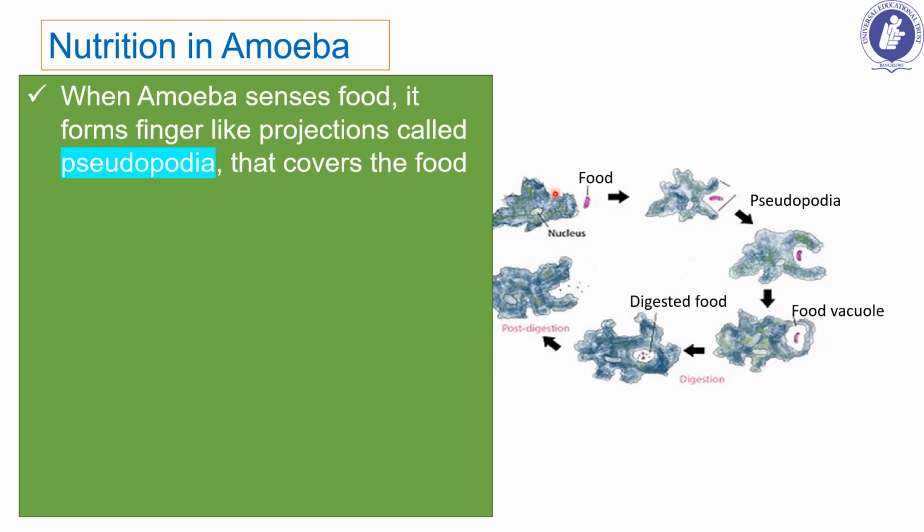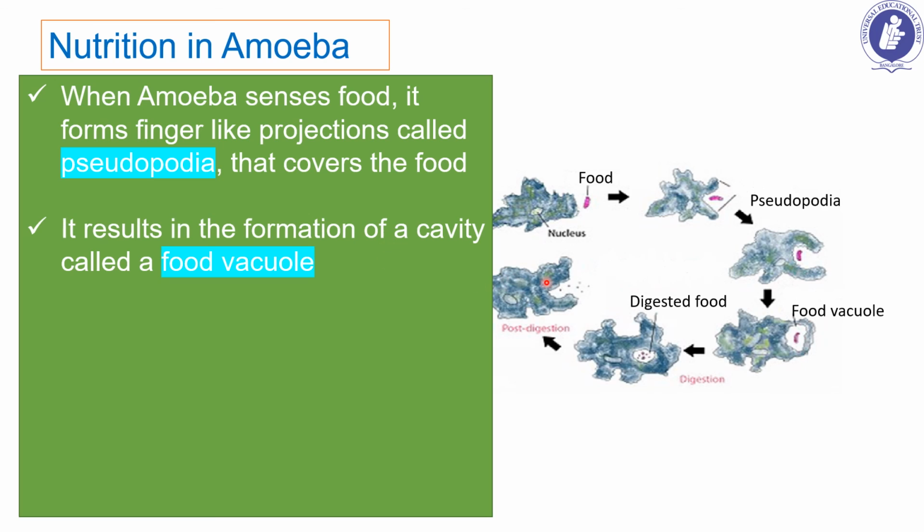Normally this organism does not have pseudopodia. Whenever it senses food, at that time it forms this false foot and it covers the food. It results in the formation of a cavity called a food vacuole. That means the pseudopodia has started forming and then it will start covering the food completely. After completely covering the food, it forms a food vacuole. You can see here the white space surrounding the pink food. That is called the food vacuole.